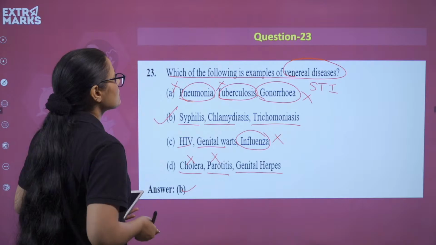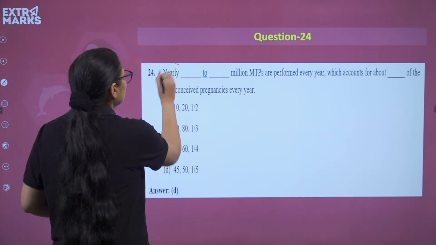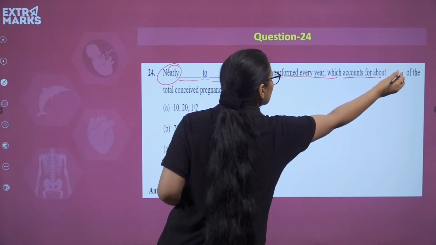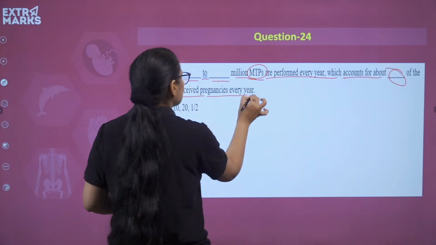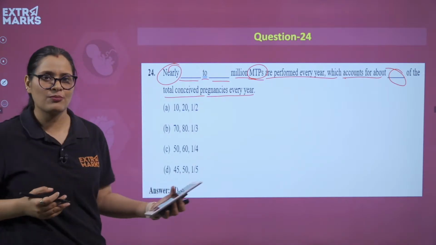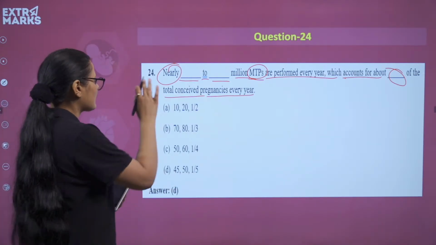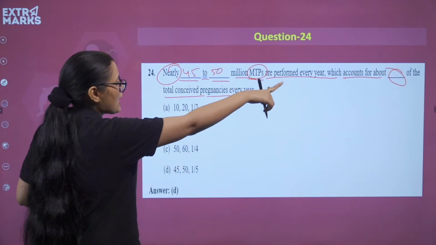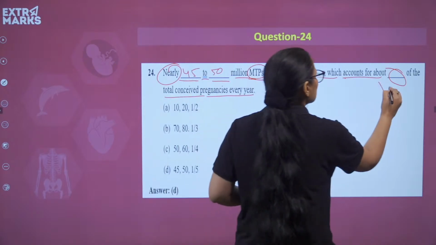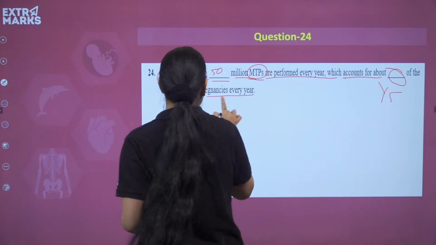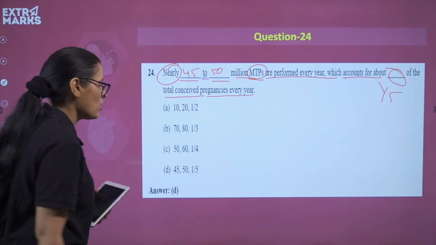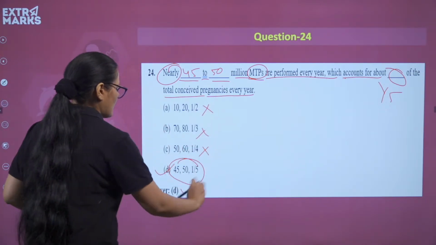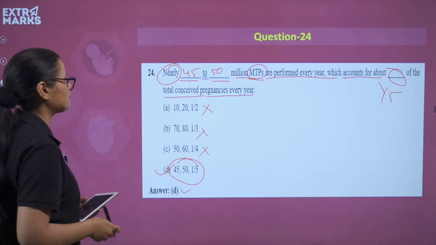The next question is question number 24 that says nearly dash to dash million MTPs are performed every year, which accounts for dash of the total conceived pregnancies every year. Direct line from your NCERT, and the answer is that nearly 45 to 50 million MTPs are performed every year, which is 1/5 of the total conceived pregnancies every year. So the answer is option number D, not 1/4, 1/3 and 1/2. Answer is direct D option.